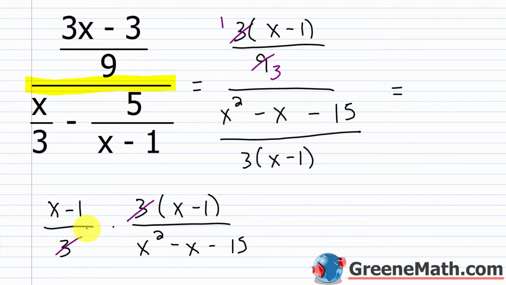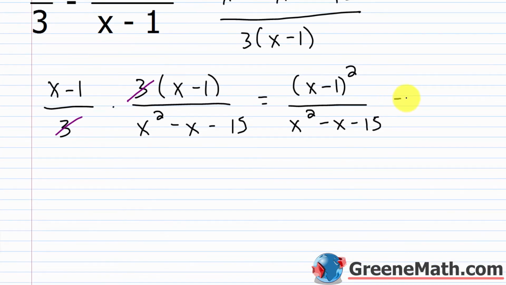This 3 with this 3, and then that's it. So what I'm left with is x minus 1, that quantity, times x minus 1 again. We could say that's x minus 1 squared if we want. Or your teacher might want you to go through and actually do the FOIL, just to get some practice. That's fine. And then this is over x squared minus x minus 15.